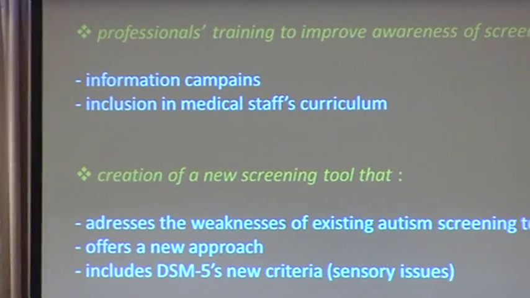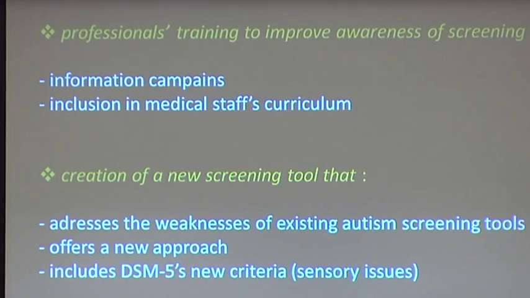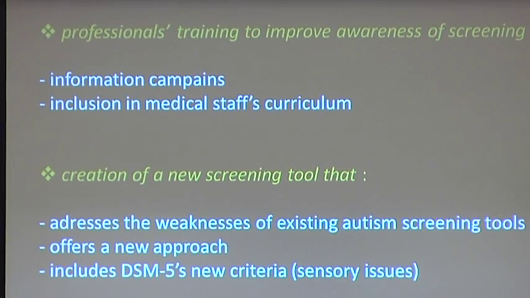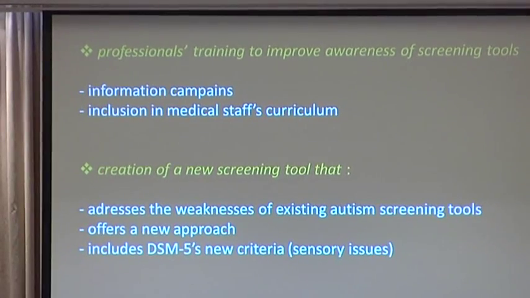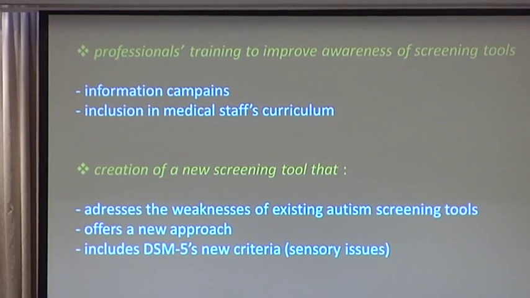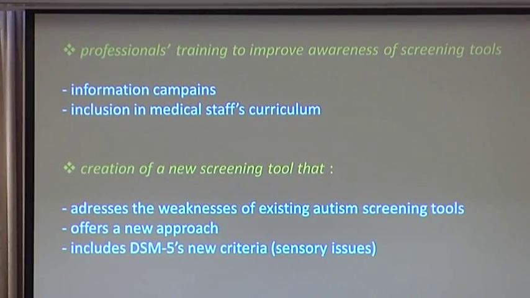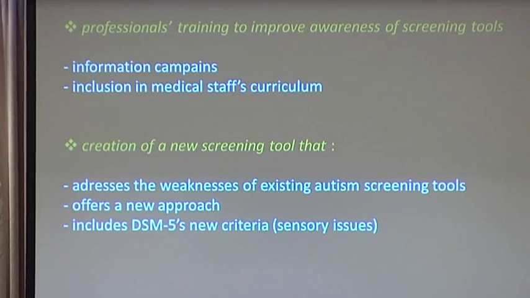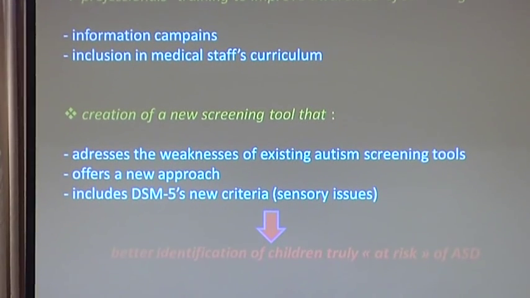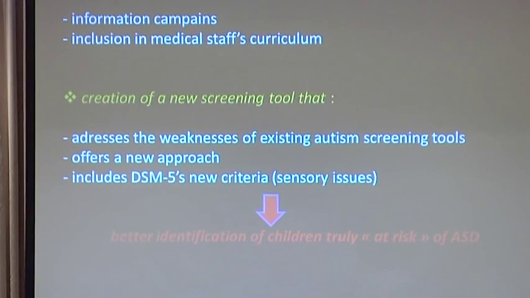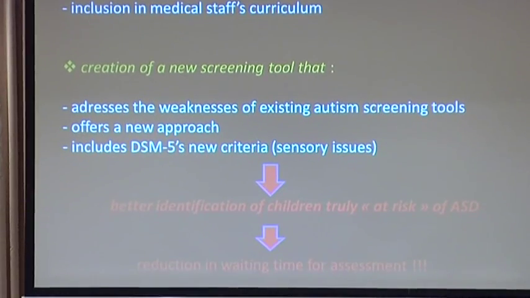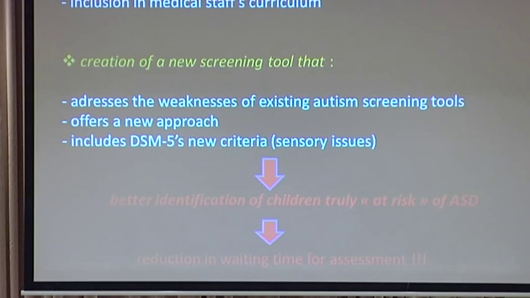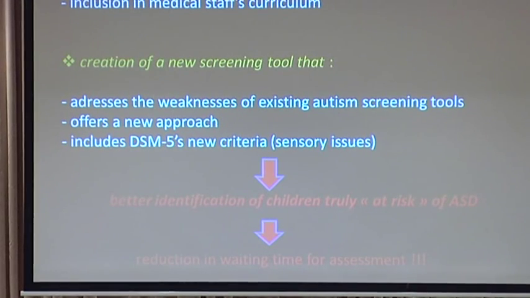So as you might know, in autism now we have those specific diagnosis items which are related to sensory issues. And those are very important in autism for screening and diagnosis, and we don't see them in existing screening tools. So we have included them in order to maybe better identify children who are truly at risk of autism. This would reduce the wait the family have to have an assessment.